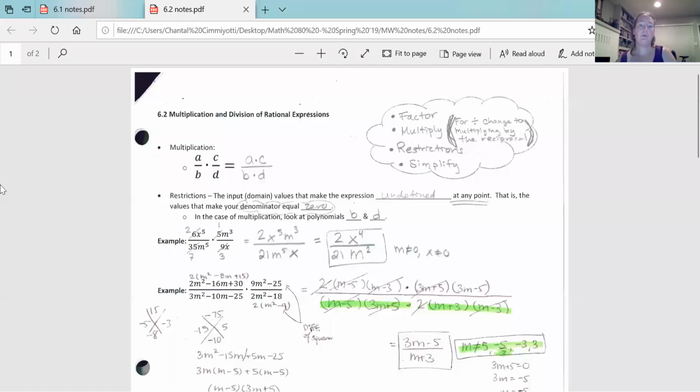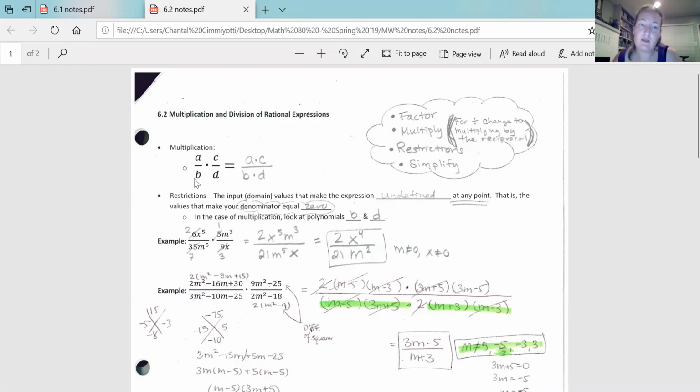6.2 is on multiplying and dividing rational expressions. So multiplication, you multiply across the tops for your fractions and then across the bottom. For division, you'll just multiply by a reciprocal. We'll see that later. You do need to think about restrictions.